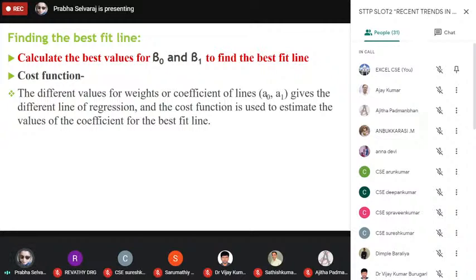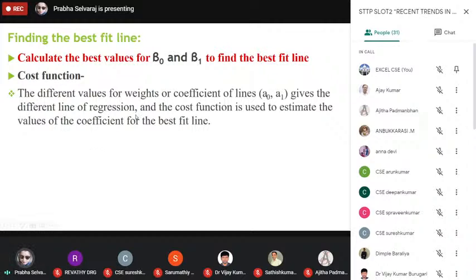I have to apply the cost function. What is that cost function? Here I have mentioned a naught and a1. It is nothing but beta naught and beta 1 only, the coefficients of this line. You apply different values of beta naught and beta 1, draw different lines, and find out which line is best fitting. Based on that you will select the line.